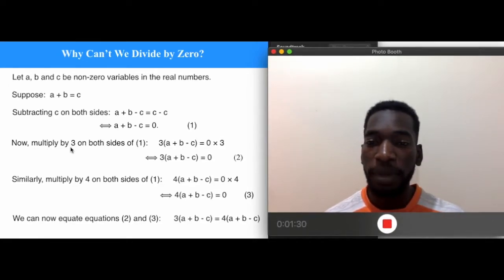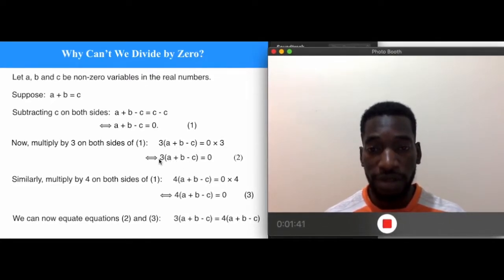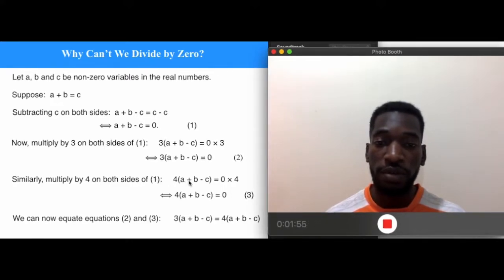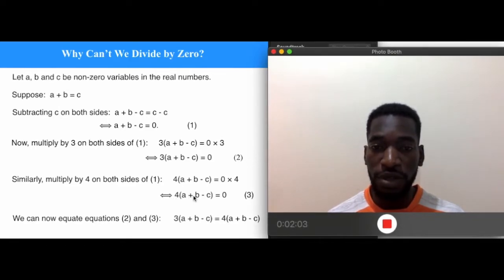Now, multiply by 3 on both sides of equation 1. So you have 3 times a plus b minus c, which is equal to 0 times 3. And the next line, this is equivalent to 3 times (a plus b minus c) equals 0. This is our second equation. Similarly, we can multiply by 4 on both sides of equation 1, and you have 4 times (a plus b minus c) equal to 0 times 4. And we simplify this to 4 times (a plus b minus c) equals 0. This is our third equation.